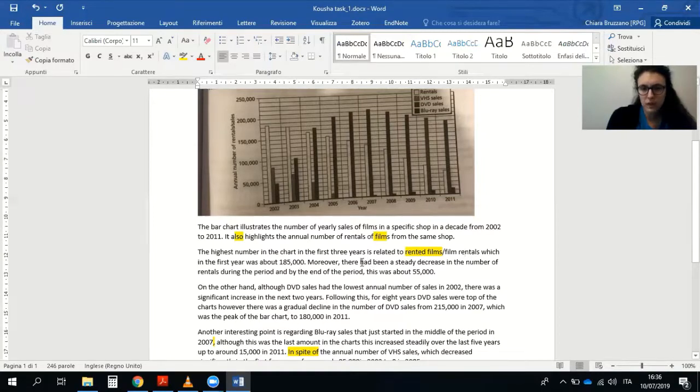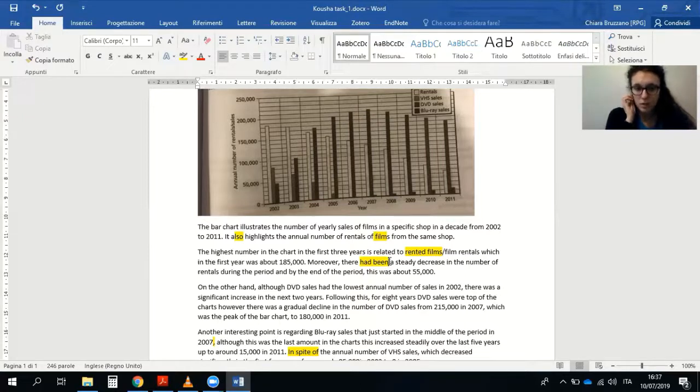Moreover, there had been a steady increase. "Had been" shouldn't be here. This is a past perfect. Past perfect, it shouldn't be here because there is no past simple that this refers to. So you know that past perfect is a way of expressing an action that happened before another action in the past. And there is not the other action in the past in this sentence. So there had been a steady decrease in the number of rentals during the period.